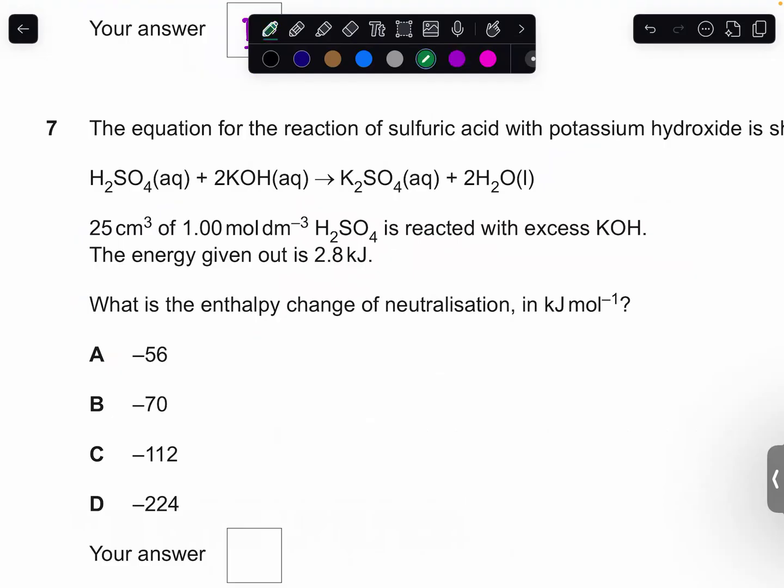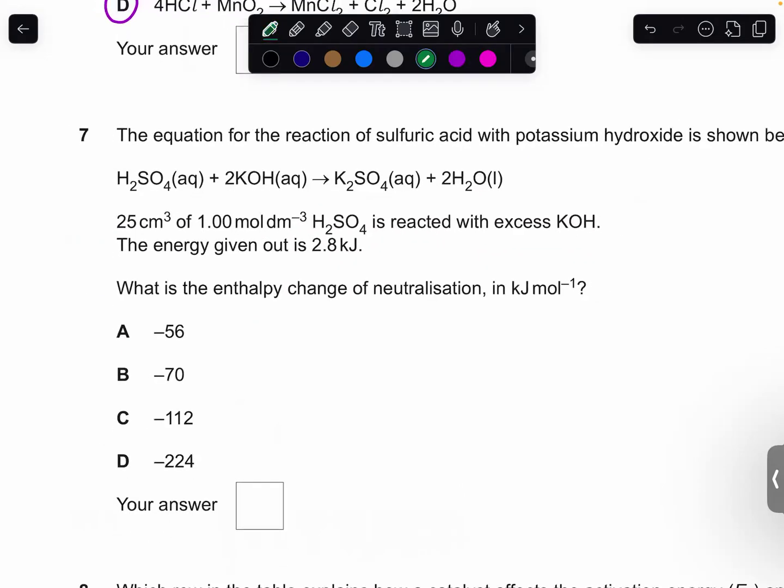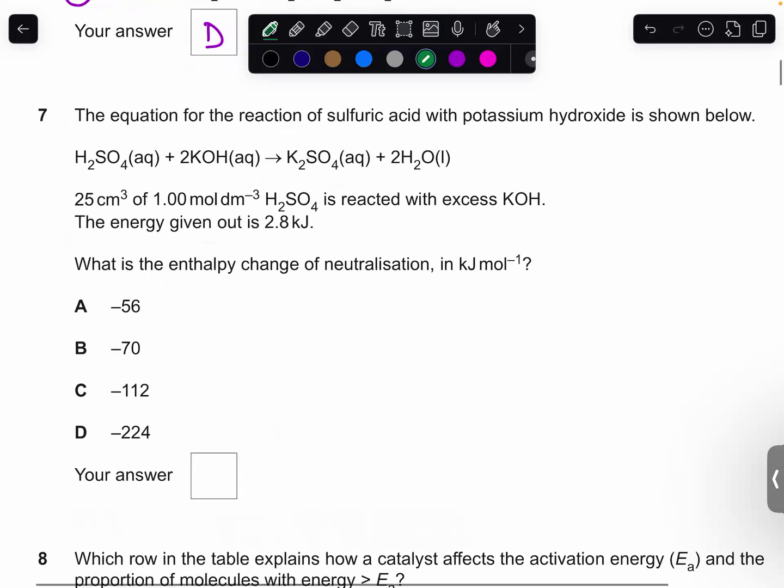Next question. The equation is for sulfuric acid and potassium hydroxide. What is the enthalpy change of neutralization in kilojoules per mole? So what we do, enthalpy change of neutralization tells you the energy given off. So in this reaction, it reacts with excess potassium hydroxide. So we're looking at the sulfuric acid.